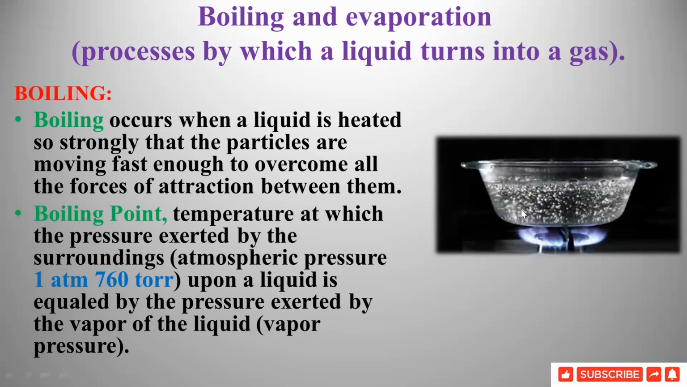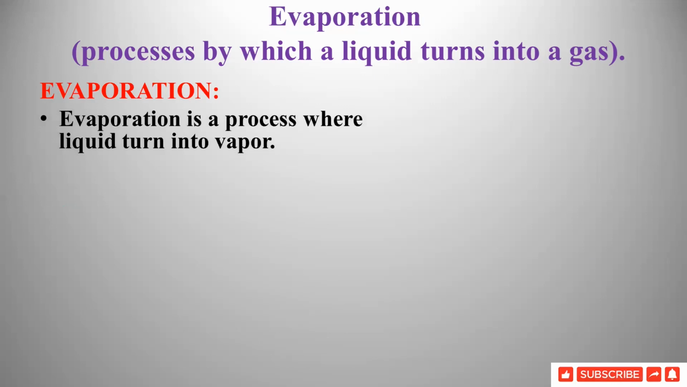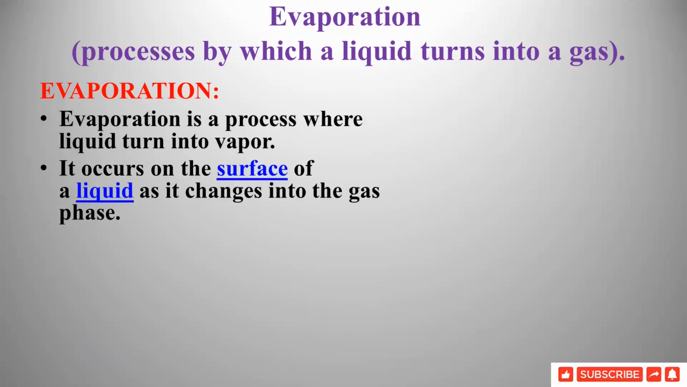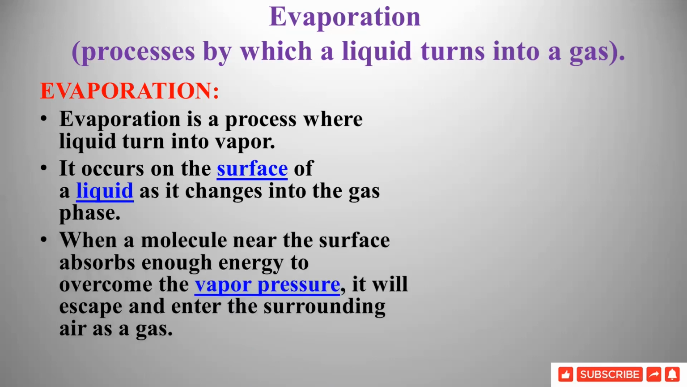You see that there are bubbles in it. When this water, or any liquid, gets boiled, it has bubbles in it. Evaporation is a process where liquid turns into vapor. It occurs on the surface of the liquid as it changes into the gas phase. When a molecule near the surface absorbs enough energy to overcome the vapor pressure, it will escape and enter the surrounding air as a gas.